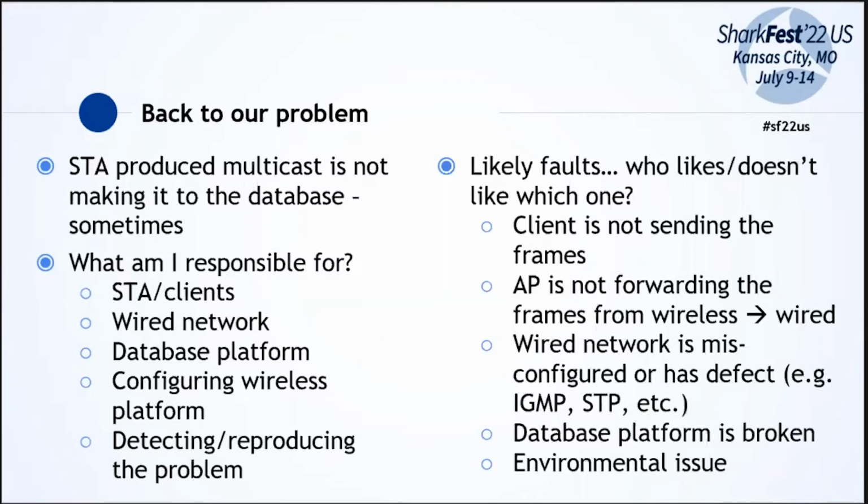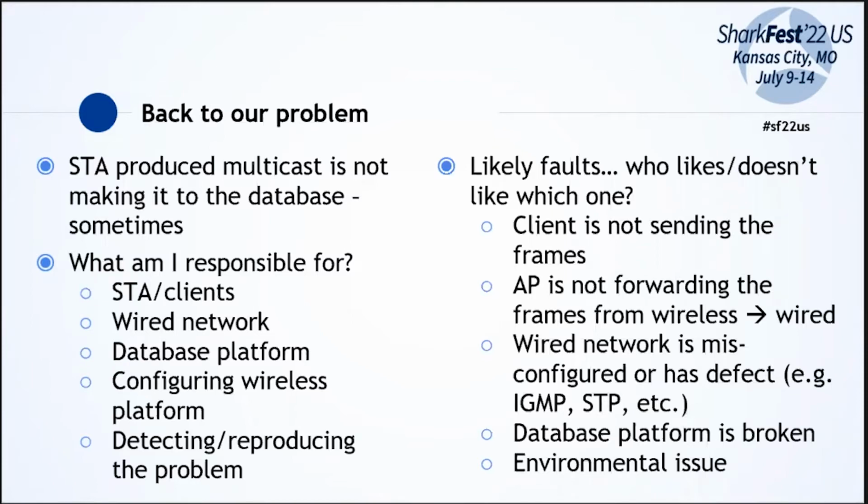So, likely faults, every one of those could be broken, right? Client is not sending the frames. But if I ask those developers, what are they going to say? Of course we do, right? We've been doing this for 20 years, longer than you've been with the company. It's fine, right? AP is not forwarding the frames. What does the wireless vendor say? Oh, of course we do that. And if we don't, it's because the customer configured it wrong, right? So double denial. No, it's fine, right? It's fine. This is the good guys.